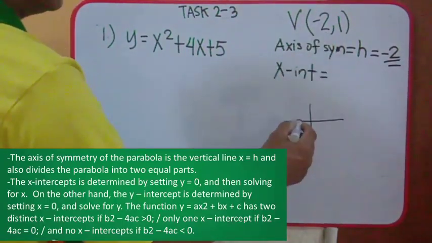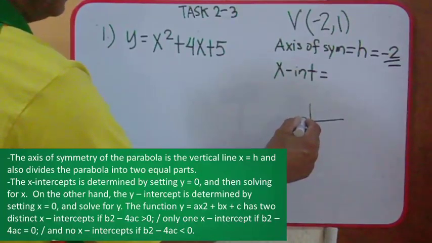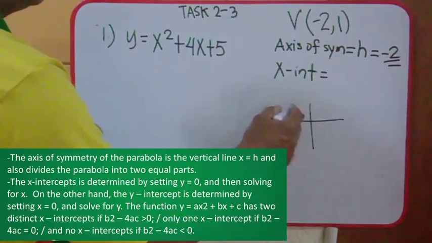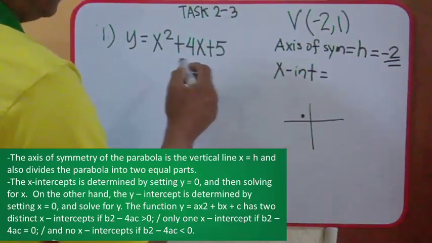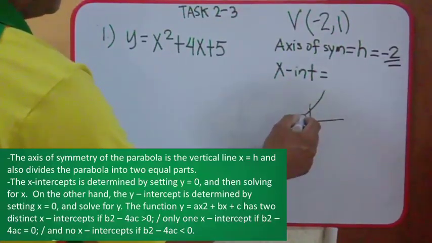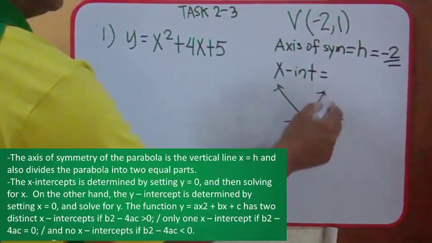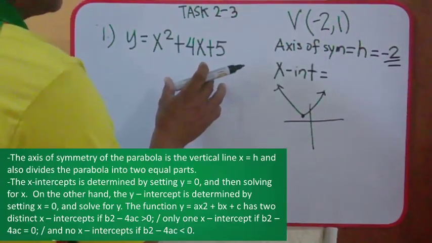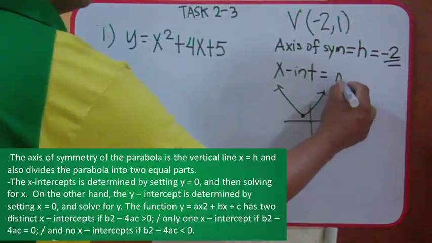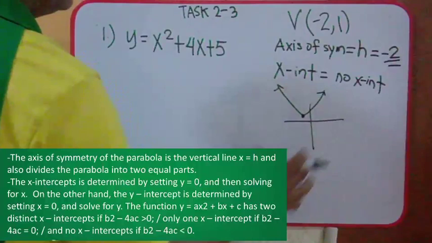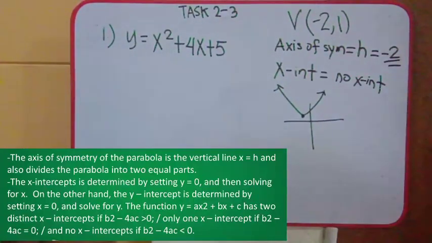So yung vertex natin ay negative 2 and 1. So ibig sabihin nandito siya. And the direction of the graph, A is greater than 1 or A is positive. It means yung graph natin ay paganyan. So, obviously, wala tayong x-intercept. Kaya sa x squared plus 4x plus 5, no x-intercept. Okay? Ang ginawa ko dito ay nag-draw lang ako ng graph.